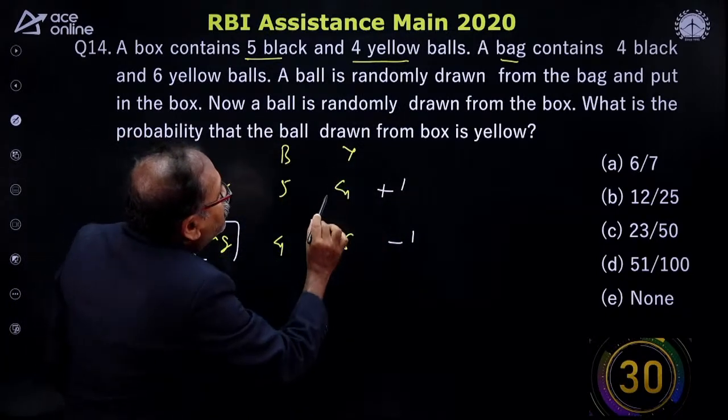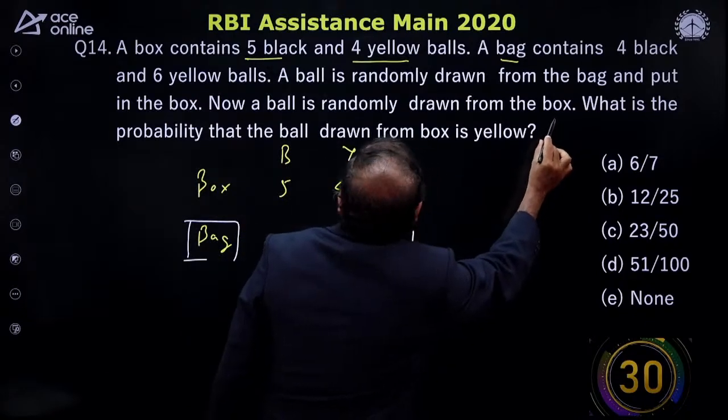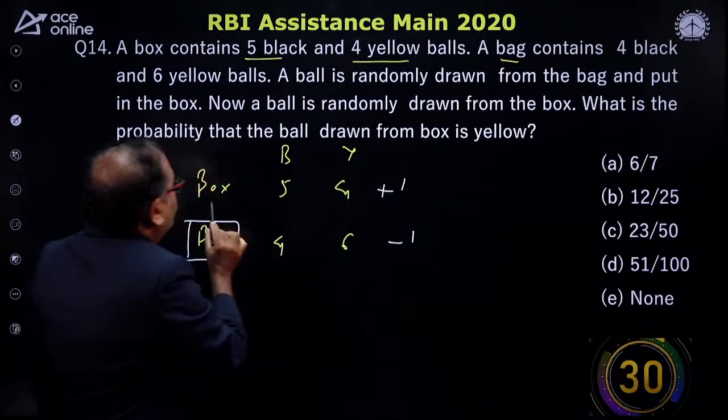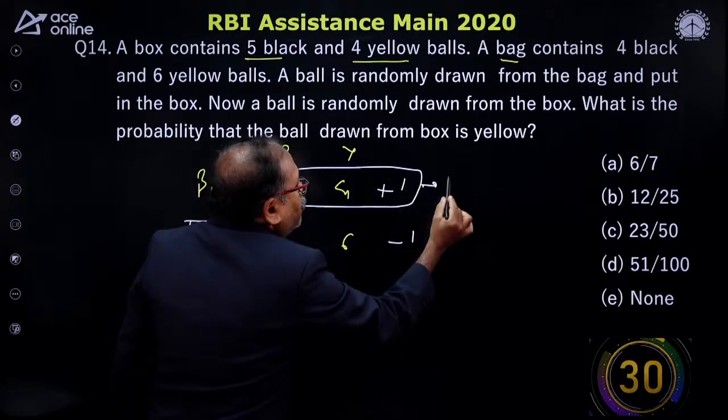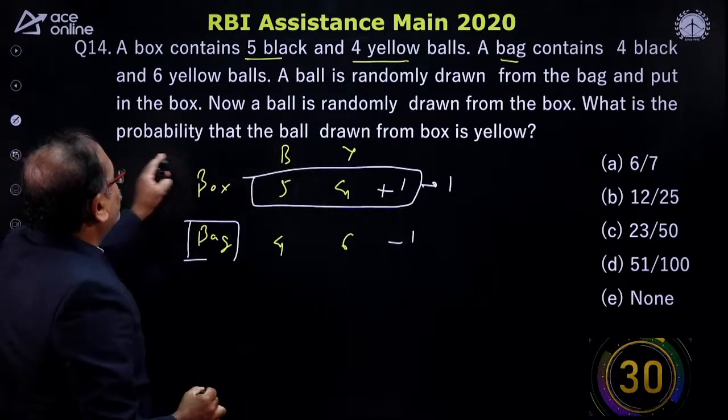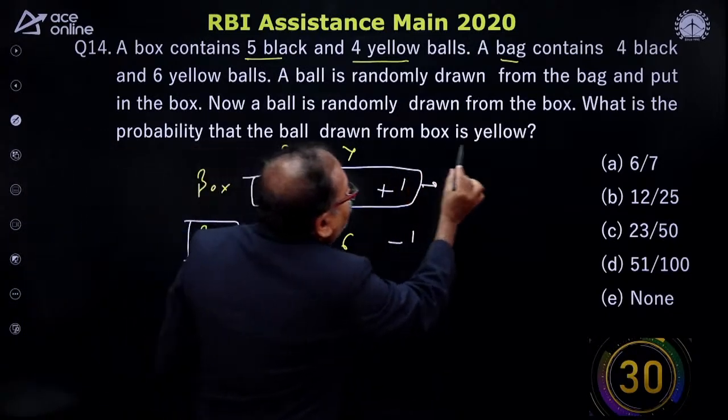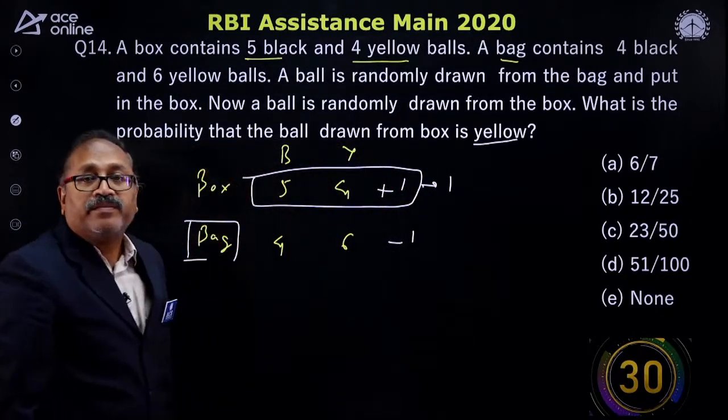Then a ball is randomly drawn from the box. So from this group, you are drawing one ball from here. Then what is the probability that the ball drawn from the box is yellow?